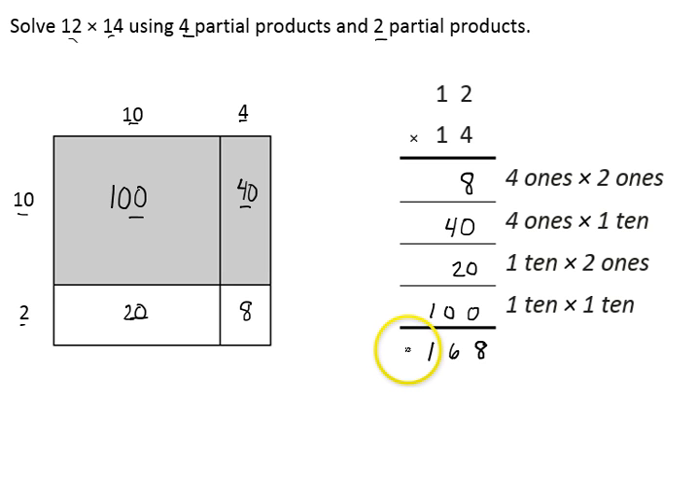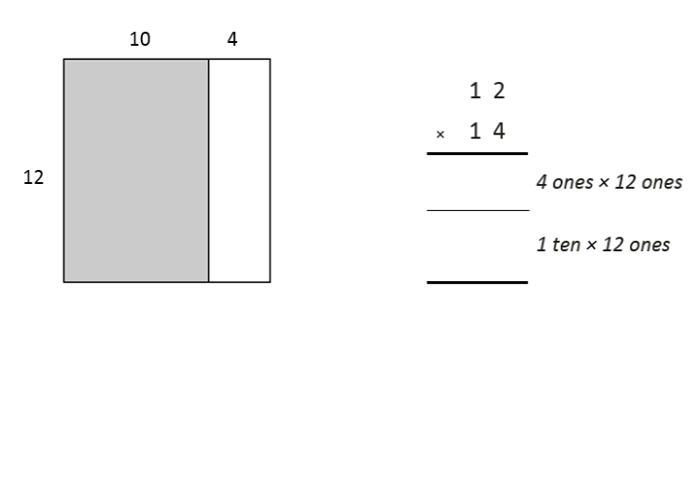Now I'll show you what it looks like if you're going to just do it using 2 partial products. So I had the same problem as before, only this time on the side I did not break the 12 apart. I just left it as 12. That means that my big rectangle is a 12 by 10. Well, 12 times 10 is 120. Next to it I have a 12 by 4 rectangle. 12 times 4 is 48.